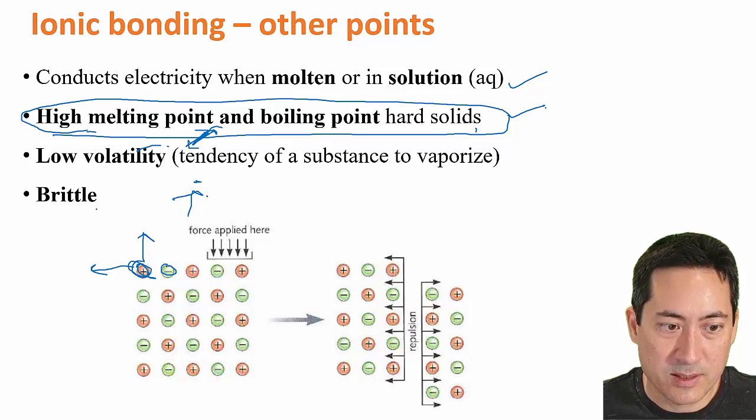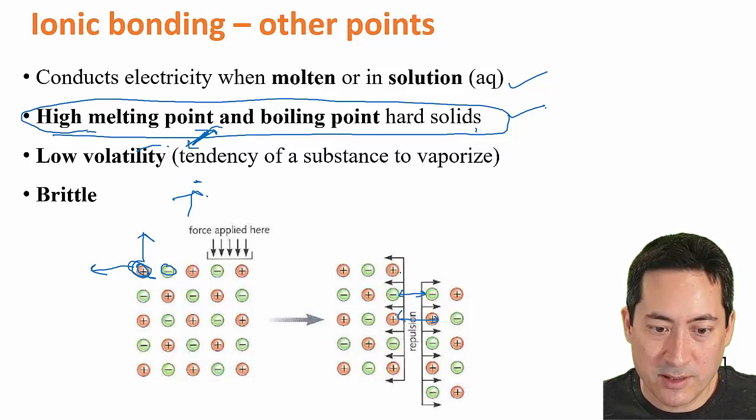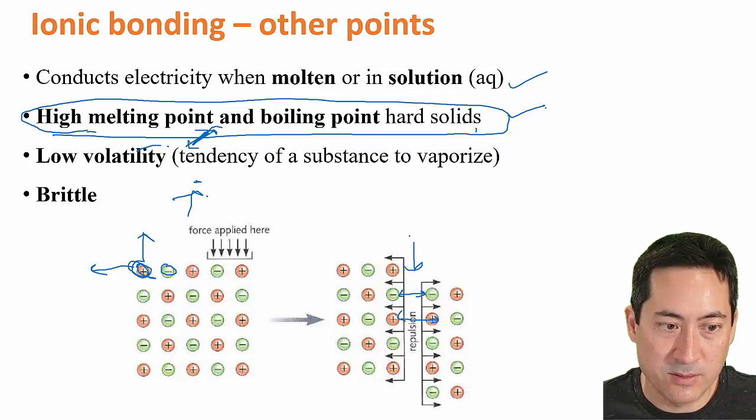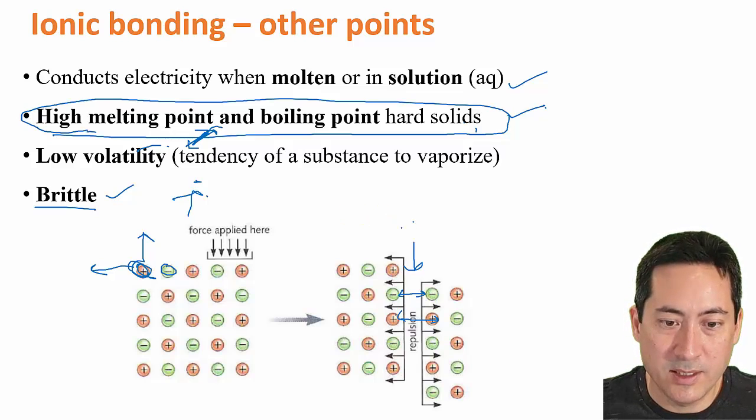And so the last one is brittle. Because it's locked in this structure, if you just tap it a little bit, then all of a sudden, instead of everything being attracted to each other, everything repels each other. And so it'll instantly crack and split in two. And so that's why these things are particularly brittle. So moving on, the next slides will cover covalent and metallic.